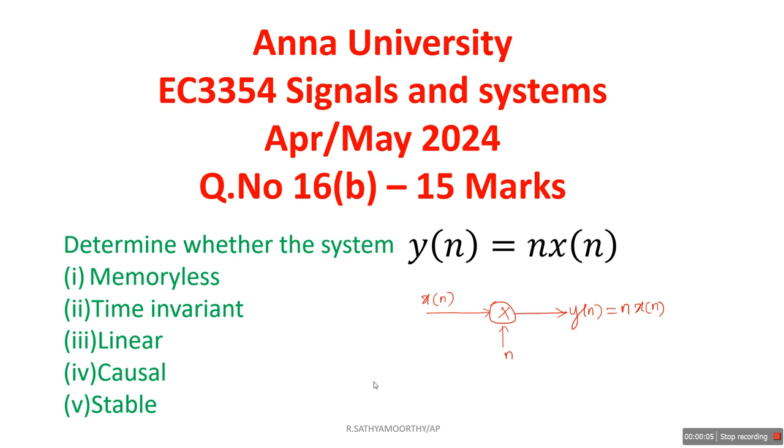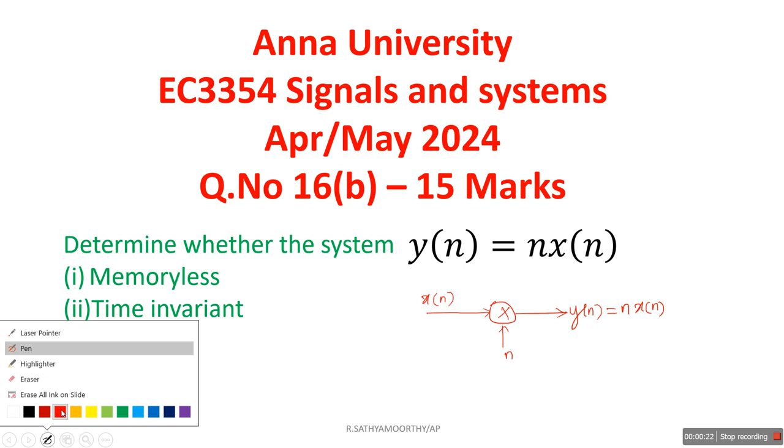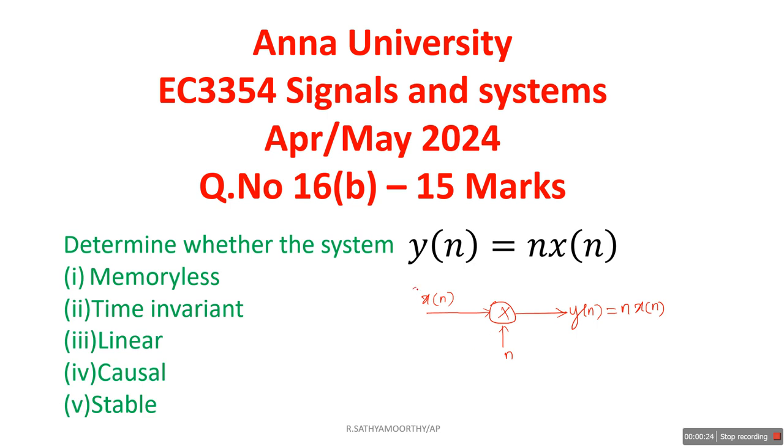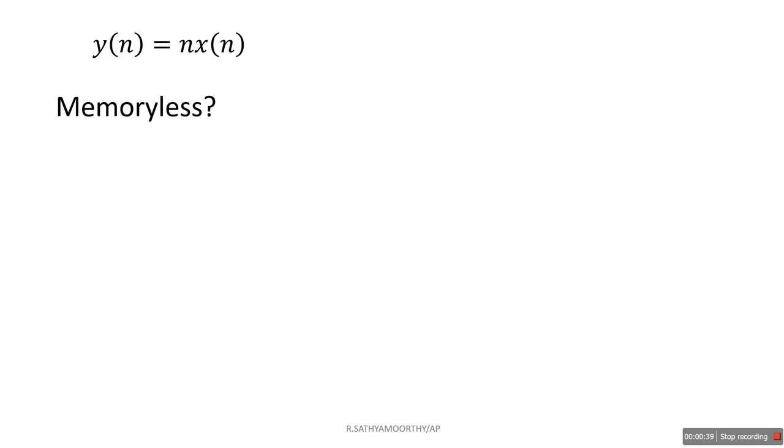In this lecture we are going to determine whether this system y of n equal to n x of n is memoryless, time invariant, linear, causal or stable. This is the corresponding block diagram representation of the given system y of n. We have x of n, which is multiplied by n, and we get the output y of n equal to n x of n. Let us determine one by one.